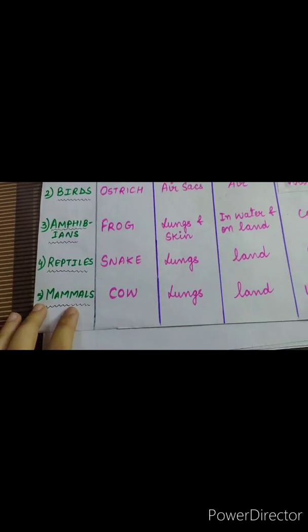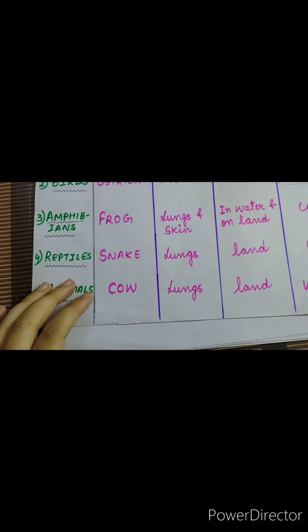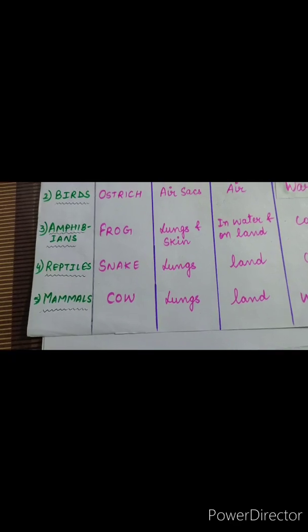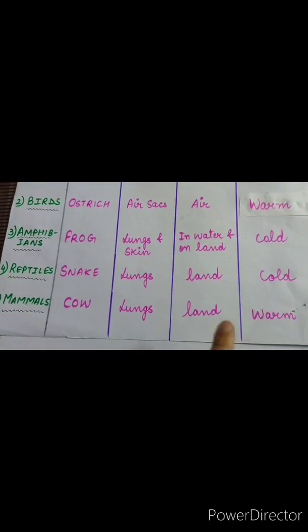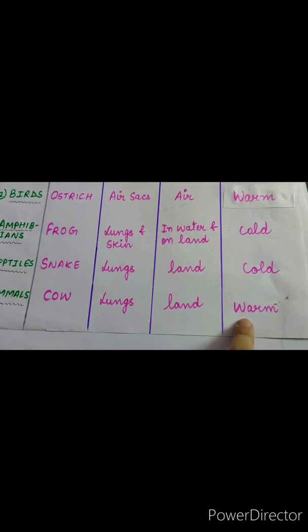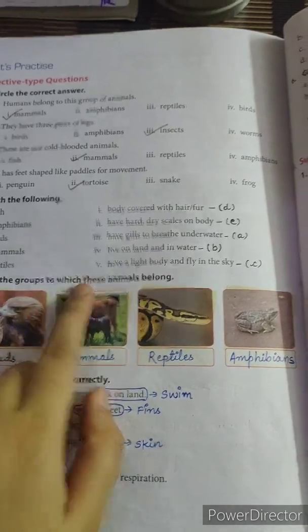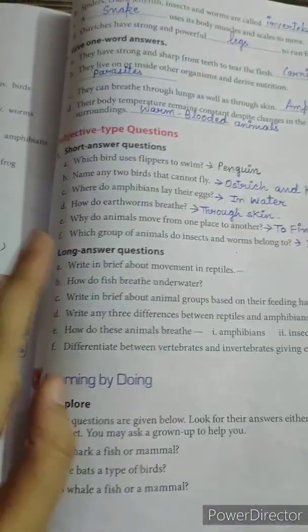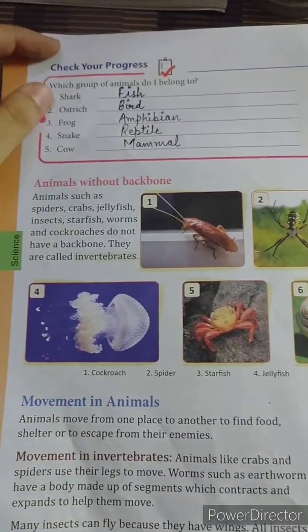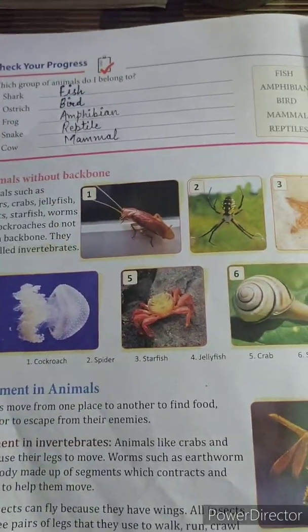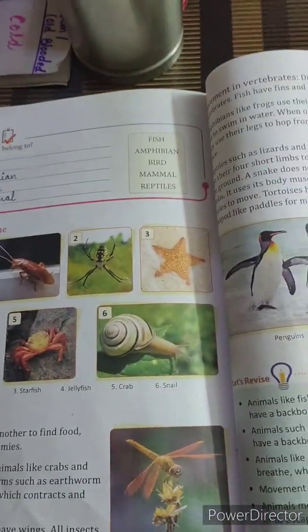Last one, mammals. Who are mammals? Mammals give birth to their young ones and feed them with their milk. For example, cow. And mammals breathe through lungs. They live on land and they are warm-blooded animals. Okay. Revise the book exercise of this chapter along with questions and answers, and students, the check your progress questions which come inside the chapter are also part of the book exercise. So you have to revise that as well.